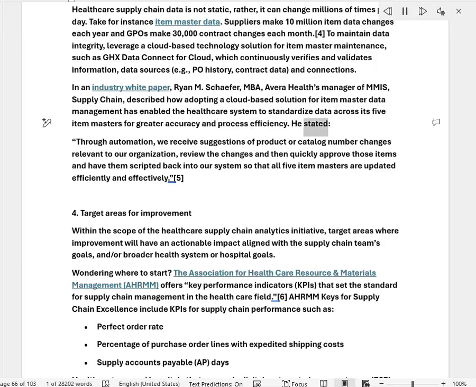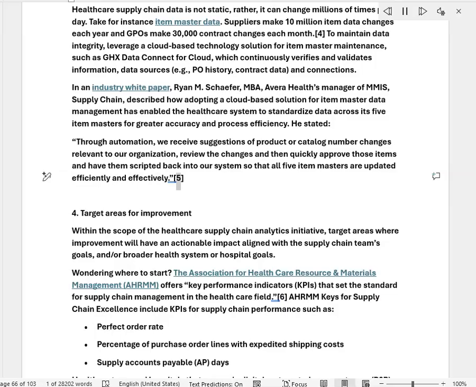He stated, "Through automation, we receive suggestions of product or catalog number changes relevant to our organization, review the changes and then quickly approve those items and have them scripted back into our system so that all 5 item masters are updated efficiently and effectively."